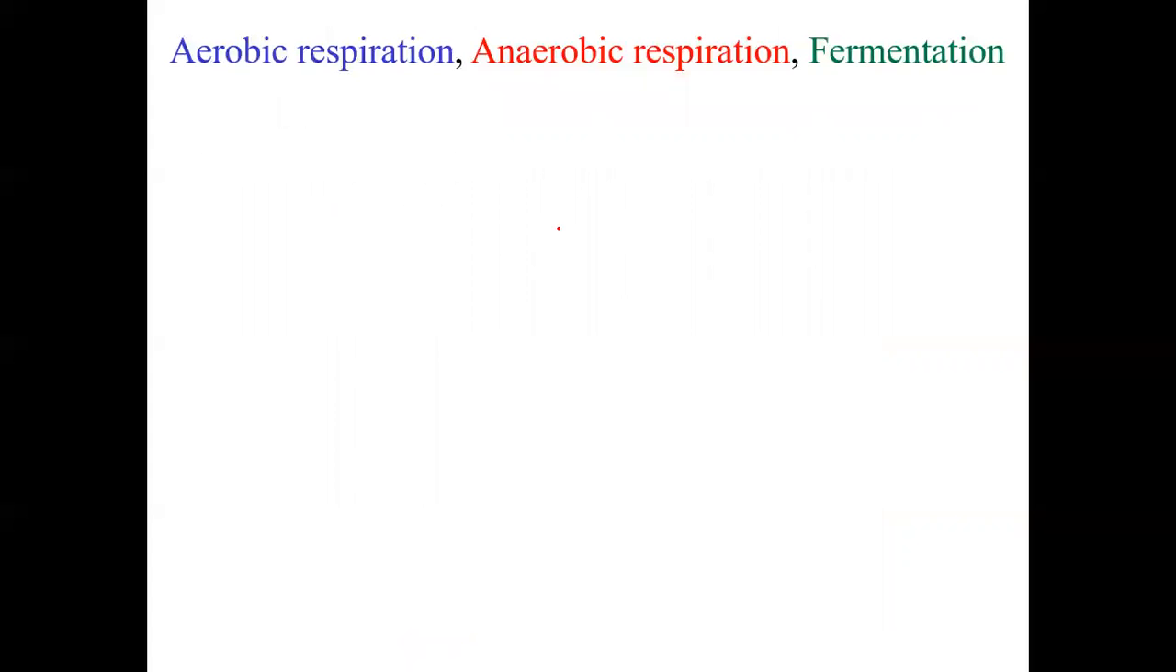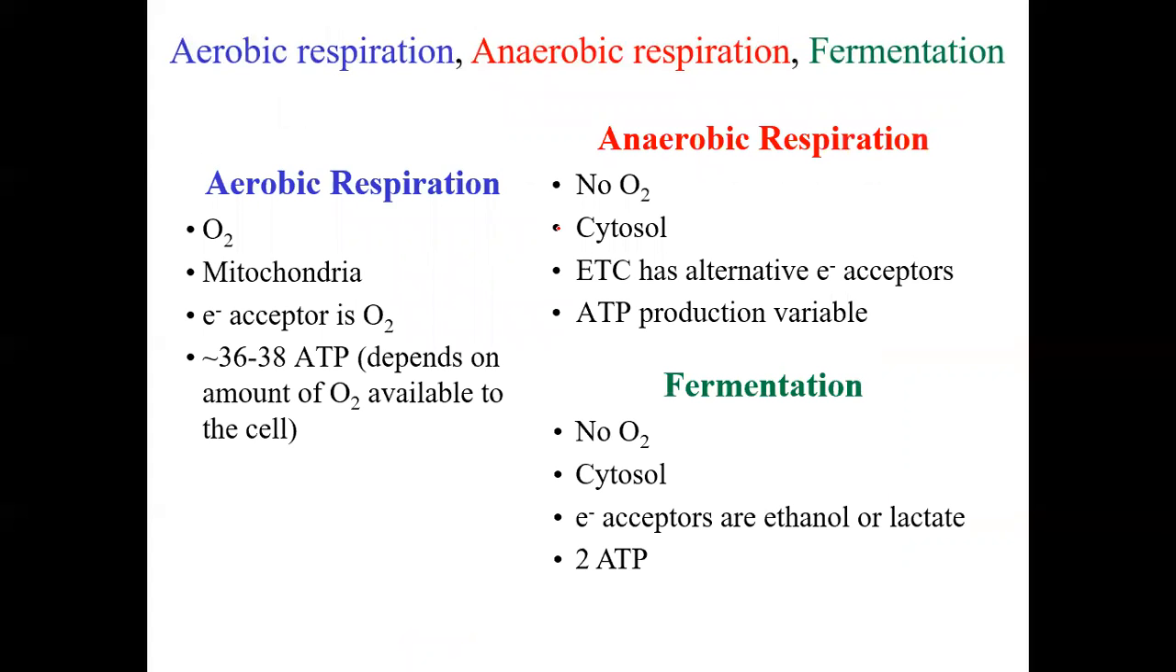So in terms of that, this is a nice little recap of the three. Aerobic respiration, that's just good old cell respiration. You do have a mitochondria. The final electron acceptor is oxygen, and you get about 36 to 38 ATP, depending on if oxygen is available. And again, this is starting out with glucose.